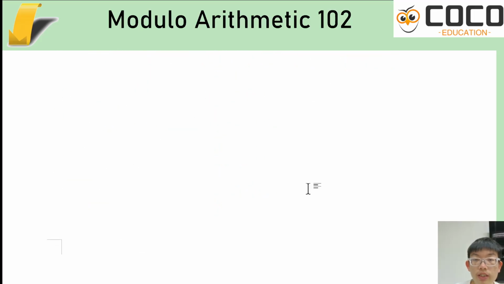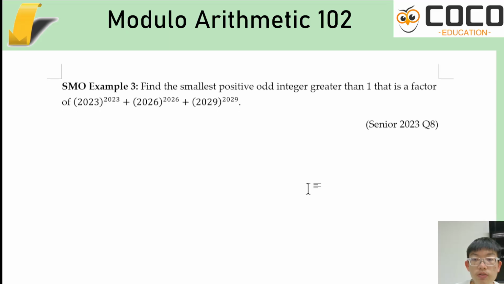So for example, if you were to look at this question from the SMO Senior 2023, we are asked for the smallest positive odd integer greater than 1 that is a factor of this. And if you were to think about, oh no, what if it turns out the factor is something like 2025 or 2027 or something very big? Then how am I going to handle this big calculation?